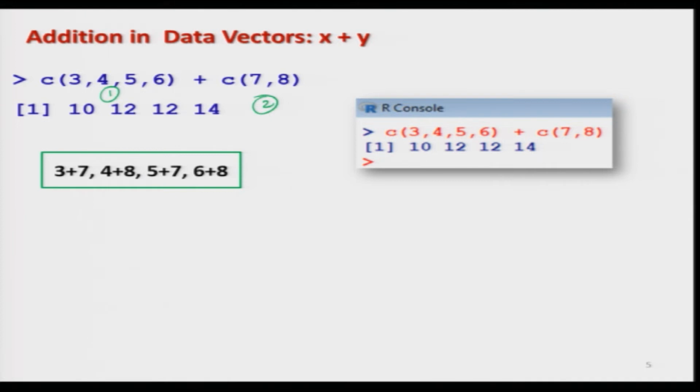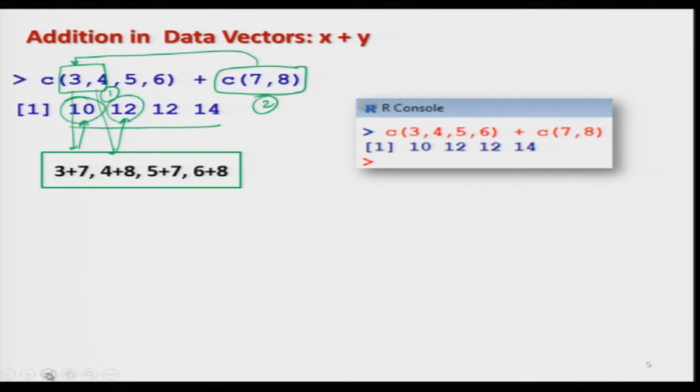Now, if you look at the outcome, what is happening? Your outcome here is 10, 12, 12, 14. The whole data vector 2, that is 7 and 8, comes over the first data vector and operates on the first two elements of data vector 1. This gives you 3 plus 7 and 4 plus 8, so the answer is 10 and 12. These two elements you can understand very easily.